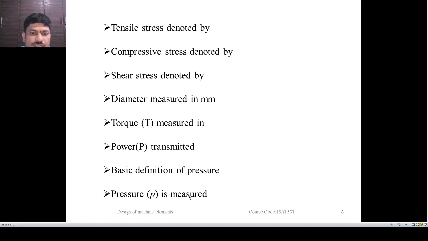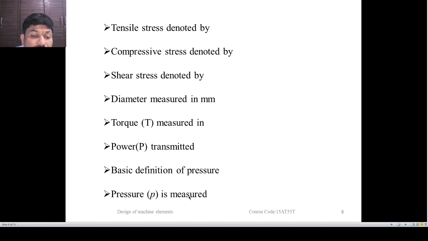Once again, the definition of pressure is very important in designing a nut and bolt, based on cylinder type problems. On that, the gas pressure is given and the cylinder diameter is given. From that we find out how much gas load is produced by the system, which is acting on the cylinder head.